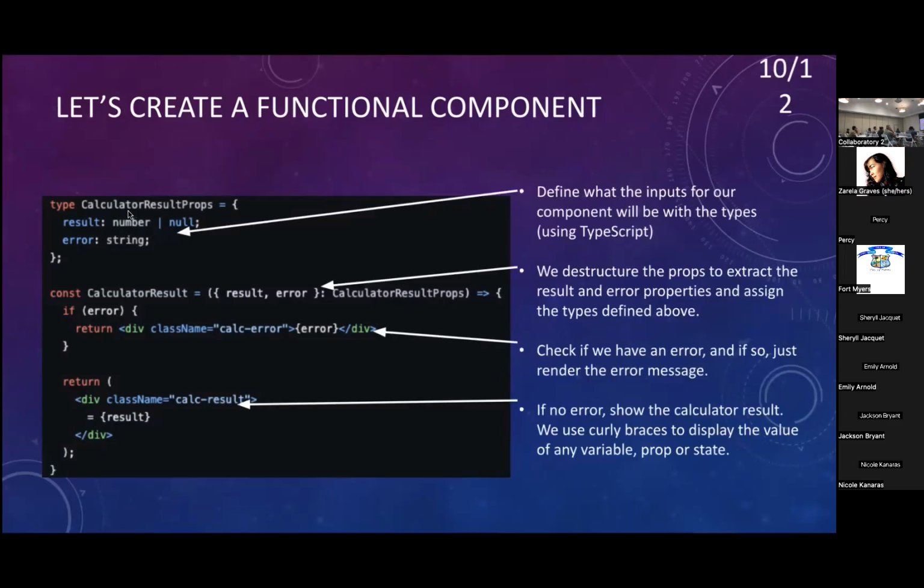So we have here the props, which are the input that I can pass to the component. In this case, I have two props, one called result and another error. And this is the type I'm using in TypeScript, and I'm passing it here so that my component knows what types it should receive. And if I have an error, it will just display this error. Otherwise, it will show the result. So this is a very simple component. It's just showing either an error or the result of the calculation.